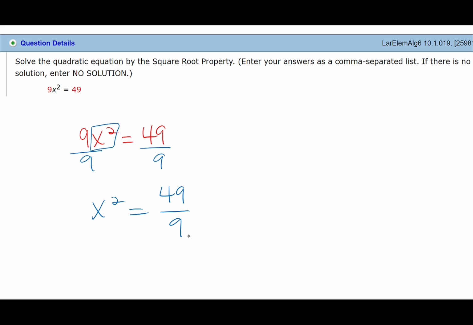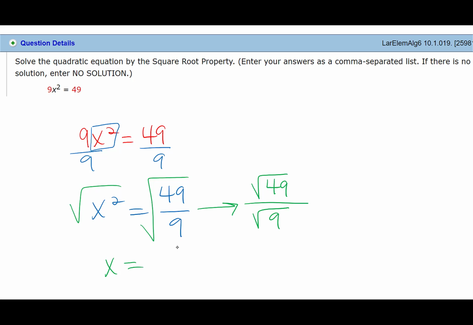I want you to keep it as a fraction because you should quickly recognize that 49 and 9 are perfect square numbers. When you take the square root of both, this will be x equals. And remember, the square root of a fraction is really the square root of the numerator over the square root of the denominator. So the positive and negative roots of 49 over 9 are a positive 7/3 and a negative 7/3. So those would be your two answers separated by a comma.